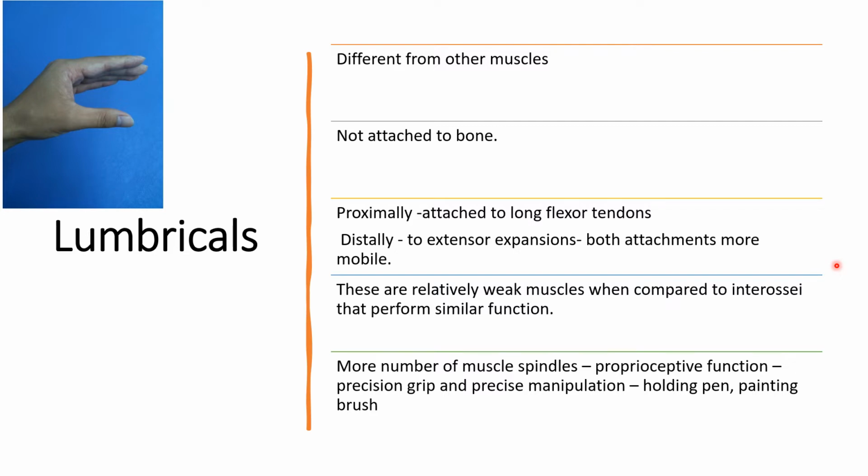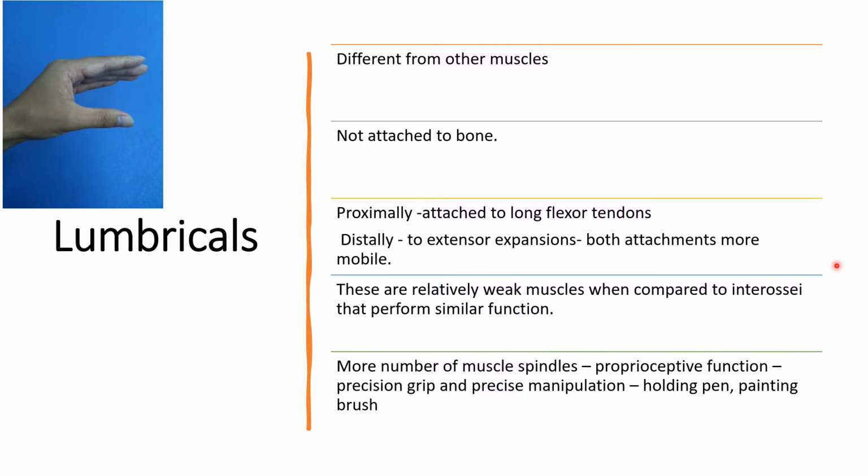What are the long flexor tendons? They are the flexor digitorum superficialis and profundus, but the lumbricals are attached to the flexor digitorum profundus. And distally they are attached to the extensor expansion. Where will you see the extensor expansion? You will find it on the dorsal aspect of the digits, where they get attached. So both the attachments are mobile. That's why they have no bony attachment.